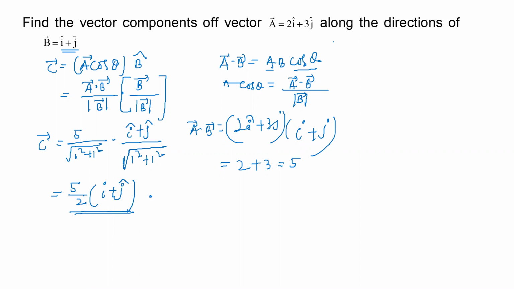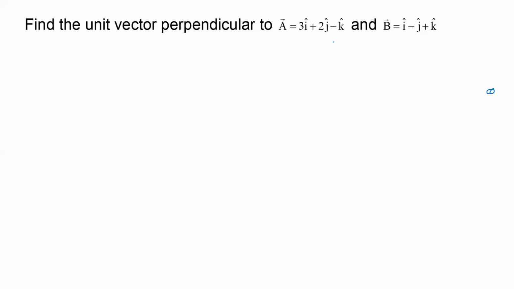The question. Friends, here find the unit vector perpendicular to A and B. Students, let this be A vector and let this be B vector. A vector that is perpendicular to A and B, perpendicular to both, means this is nothing but when you take A cross B. The resultant vector may be A to B or B to A, but it is perpendicular to both A and B. That means I have to find a vector which is perpendicular to A and B, then I will find its unit vector. So a vector perpendicular to both the vectors is nothing but A cross B.